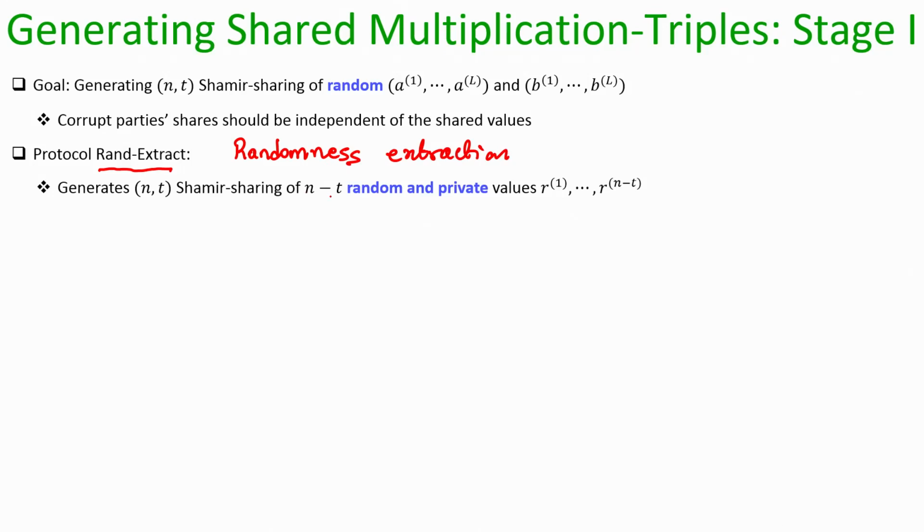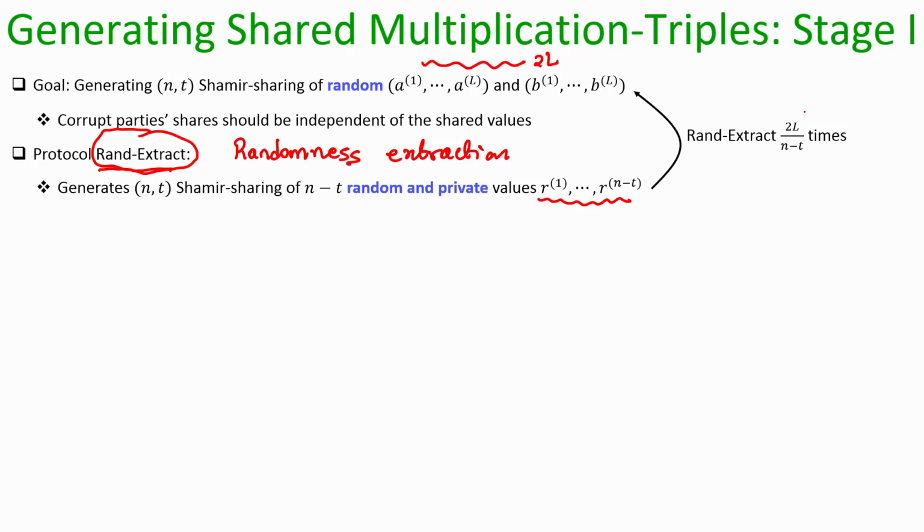Here the parties have no input, but it will be a randomized protocol and it will generate secret sharing of n minus t number of random values, which will be private from the viewpoint of the adversary, and the adversary will have just t shares for each of these random values. That is what one instance of randomness extraction is going to produce as output. But our goal is to generate 2L number of random secret shared values, right. So, how can we use this RAND extract protocol to generate 2L number of random secret shared values?